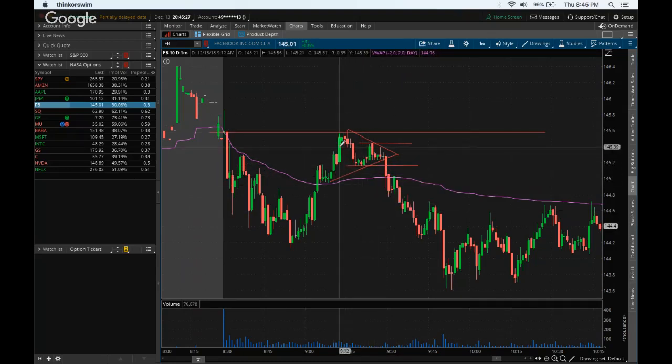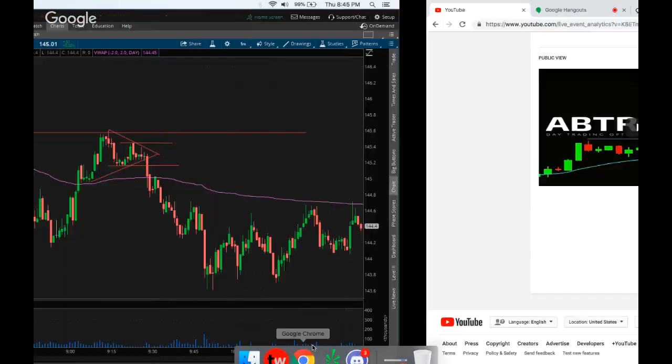The tail of the triangle, where it connects, is where you should expect the length. So that's our target, and that's how I know to get out on that. Again, would I have made a lot more money? Yes, but that's how I trade. I trade conservatively with a plan every single time.